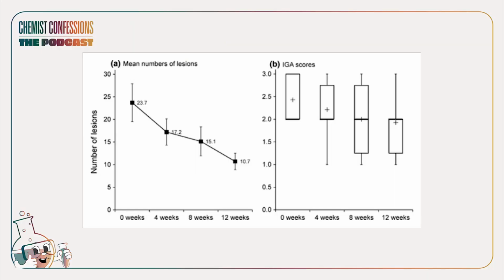Yeah, but they measure the number of lesions and general acne severity grading every 4 weeks for 12 weeks, and you can just see a steady decline in all of them. I will say I appreciate the box and whisker chart, but when it's n equals 14, I don't know if it really adds too much to my life. No, it doesn't.